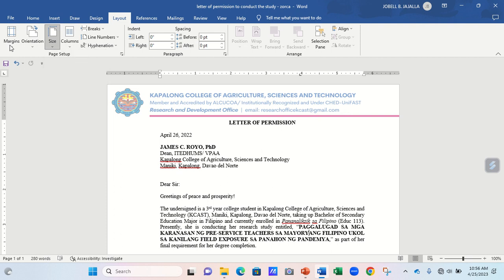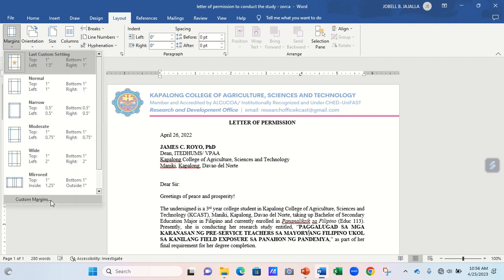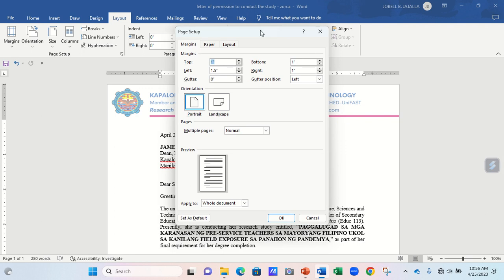And also for the margins, let me take you through the margin specifications. We can see that the top, bottom and right margins are only 1 inch. However, the difference is the left margin, which should be 1.5 inches. Again, 1.5 inches on the left. That is because it will be attached to your hardbound.